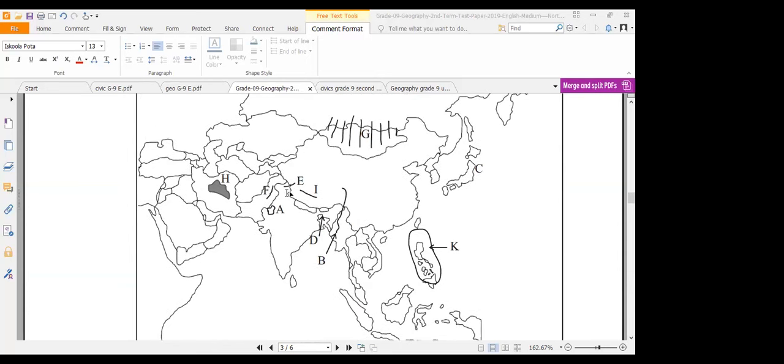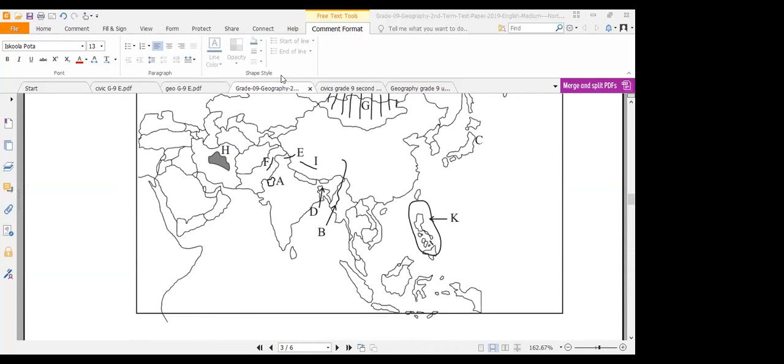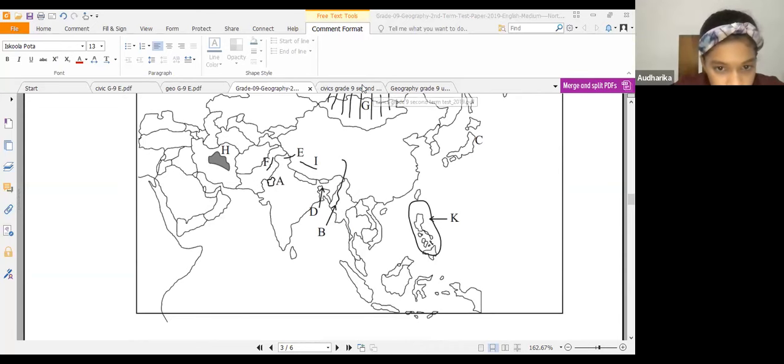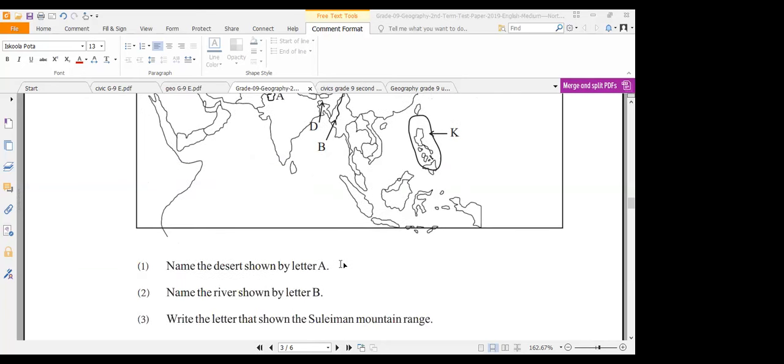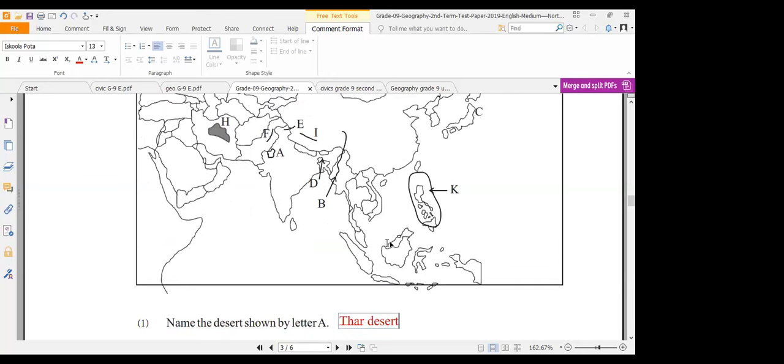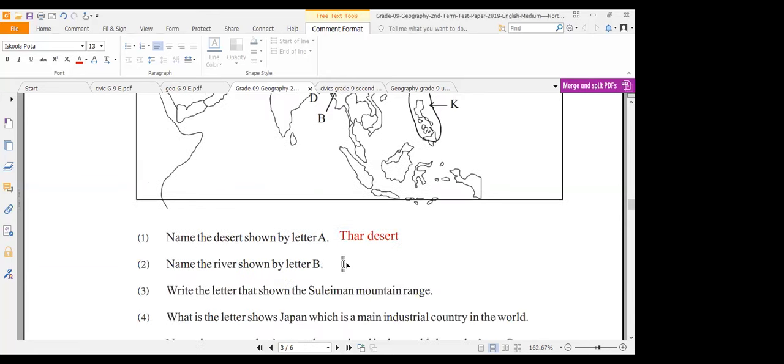Letter A. Yes, here. What's the name of the desert? Thar desert. Thar desert, yes. Thar desert, correct. Name the river shown by letter B. Irrawaddy. Yes. Irrawaddy, correct. Irrawaddy River. It is in Myanmar.